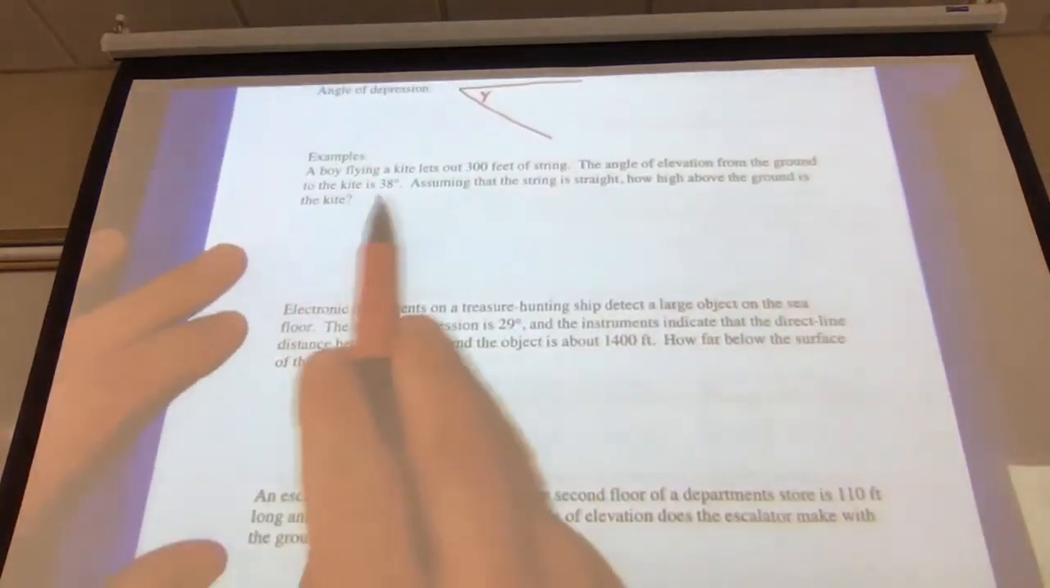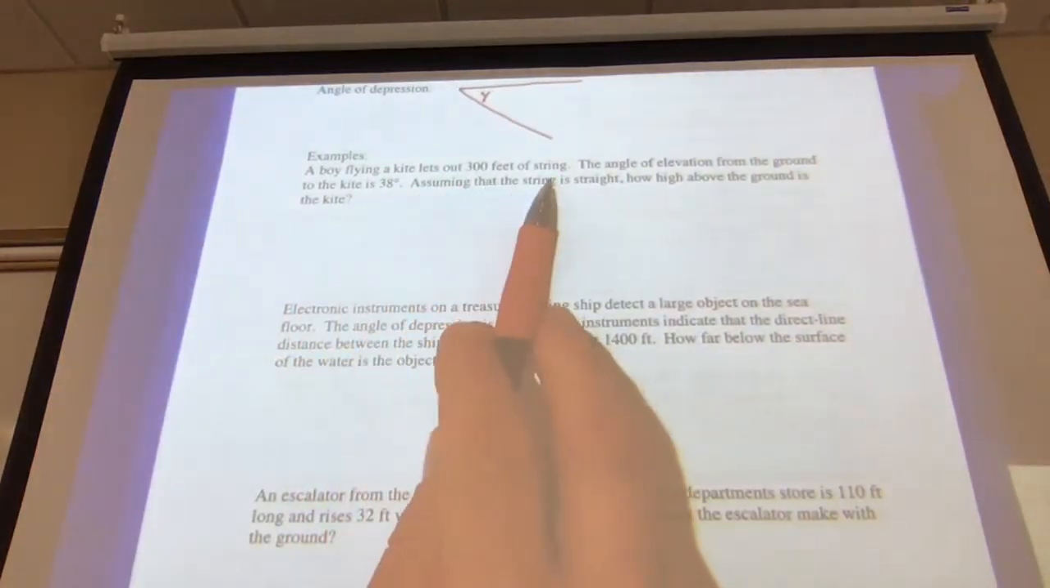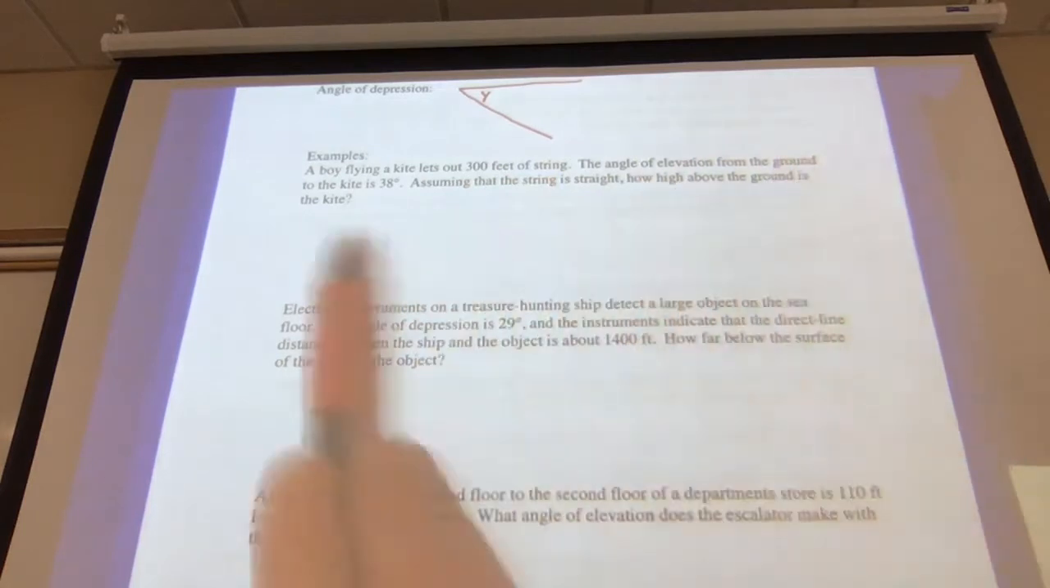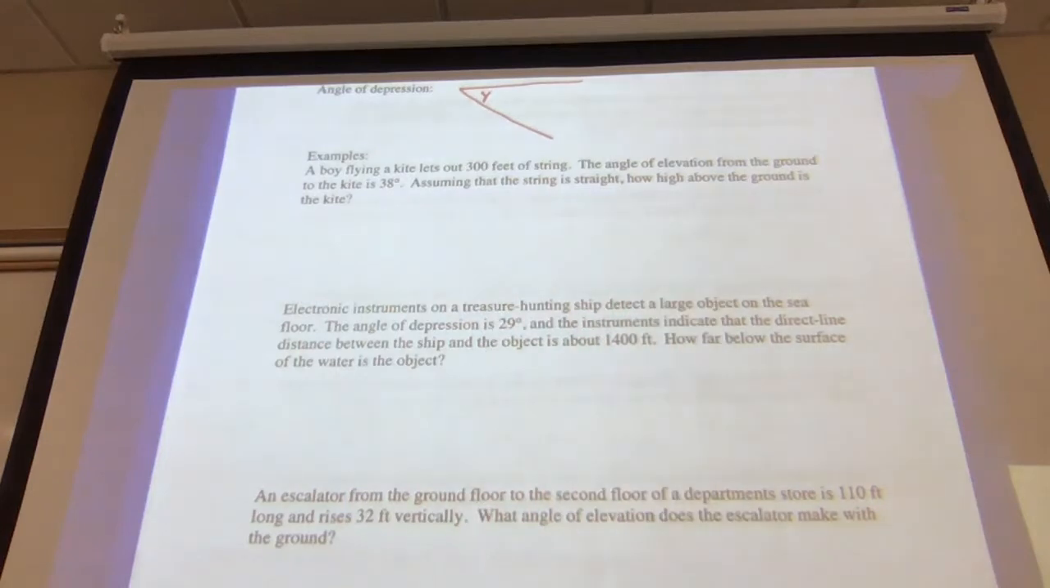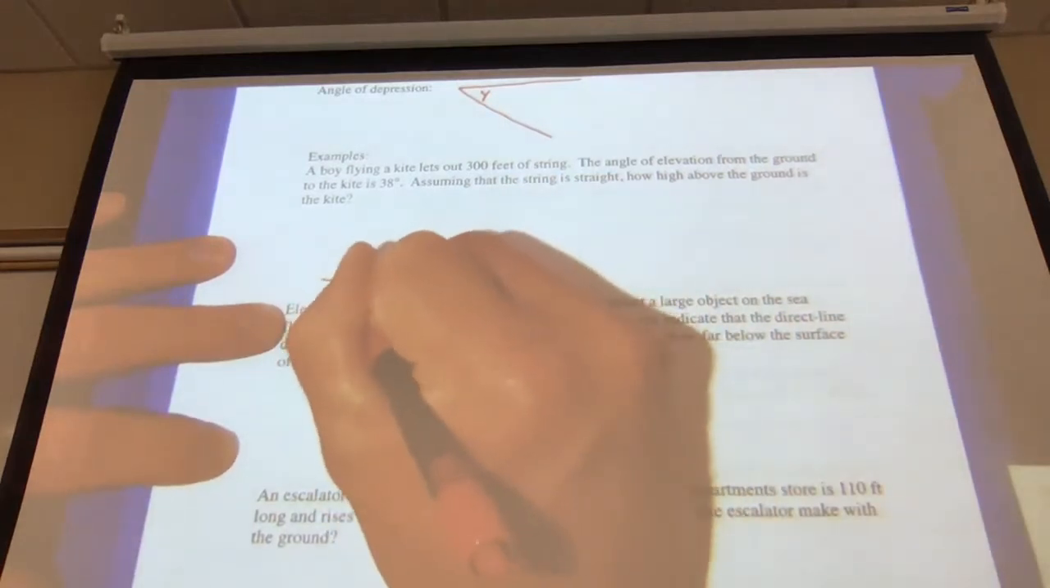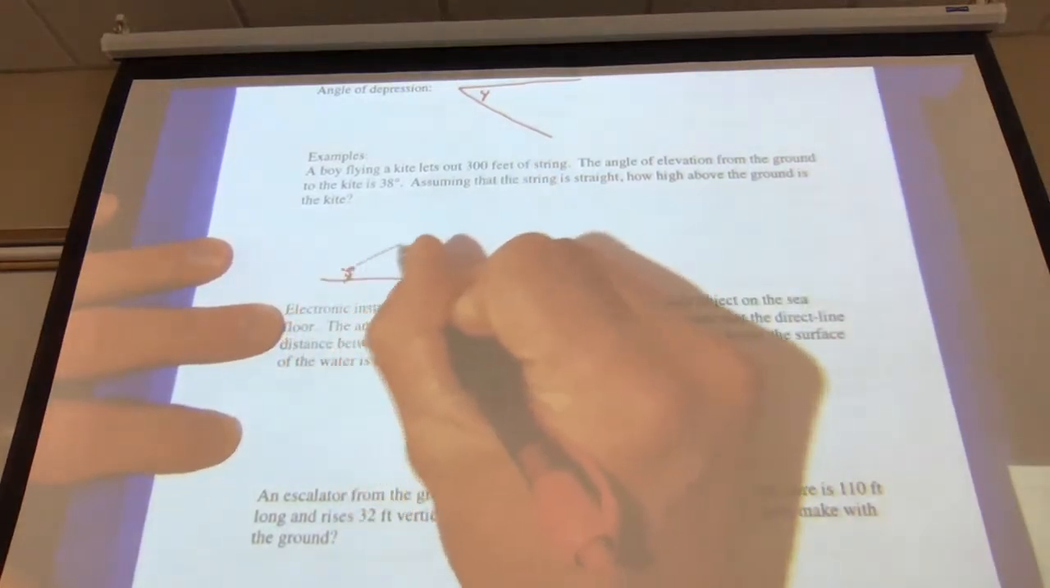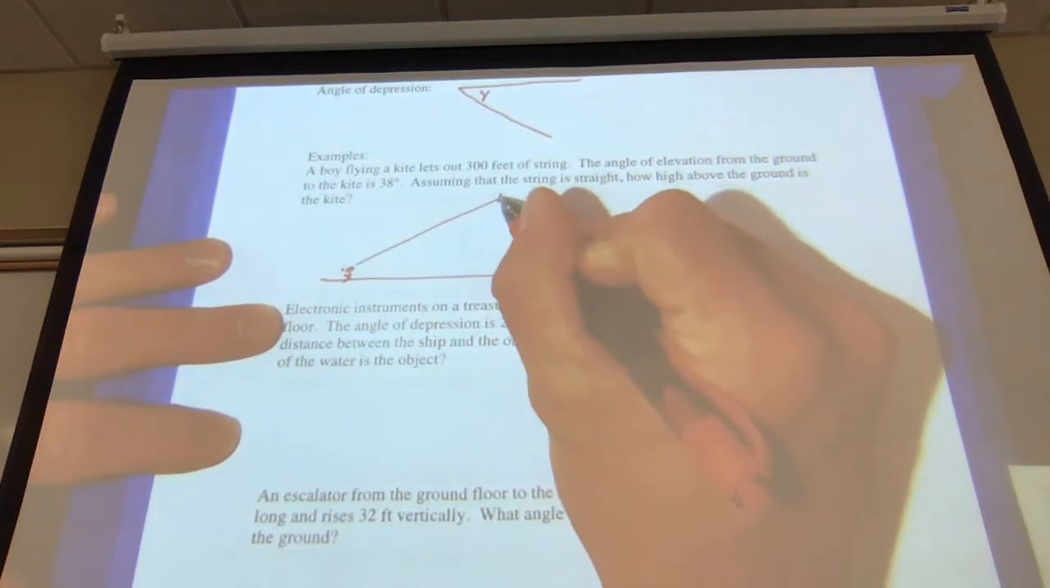It says we have a boy flying a kite. He lets out 300 feet of string. The angle of elevation from the ground to the kite is 38 degrees. And assuming that the string is straight, how high above the ground is the kite? So let's put our ground down here. We got this kid. He's got his kite flying up here.